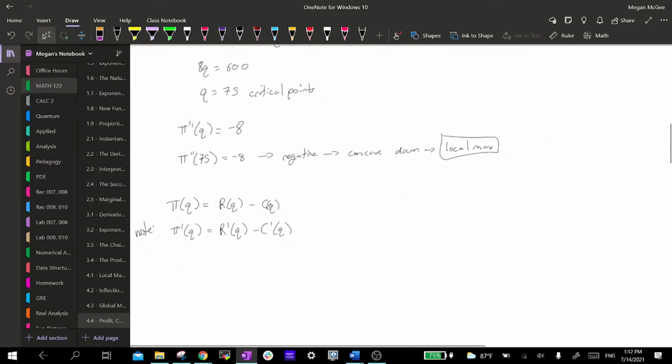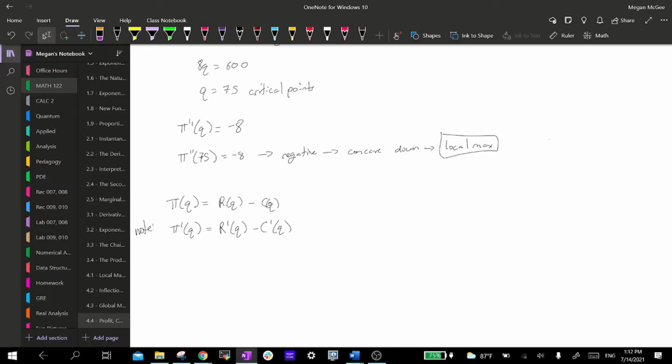And we have those fancy words for when we take the derivative of cost or revenue or profit, and that's, we put marginal in front of it, right? So this marginal profit is equal to the marginal revenue minus the marginal cost.